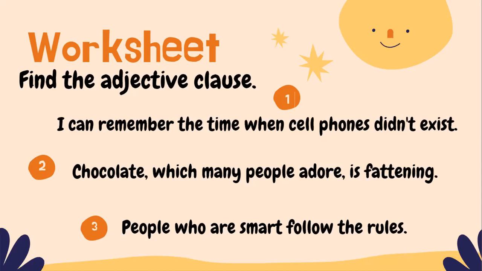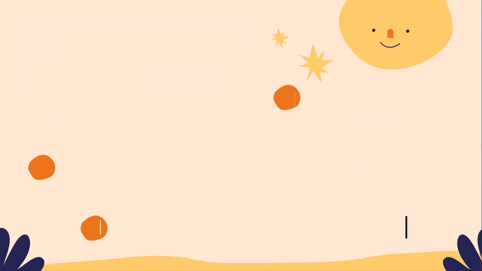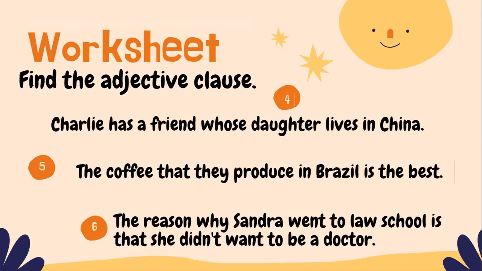Then in sentence 3, people who are smart follow the rules. Very correct. Who are smart is the adjective clause. Okay, then we have the continuation of this exercise. Let's talk about number 4. Charlie has a friend whose daughter lives in China. That's right, whose daughter lives in China.